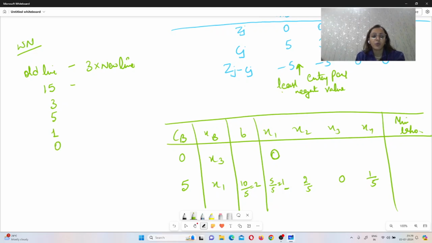And all the new lines which we have just calculated, dividing by the key element, multiply by 3. 3 multiplied by your key element, that's the 2, right? 3 multiplied by 1, 3 multiplied by 2 upon 5, 3 multiplied by 0, and 3 multiplied by 1 upon 5. So considering this, calculate the value for 15 minus 6.